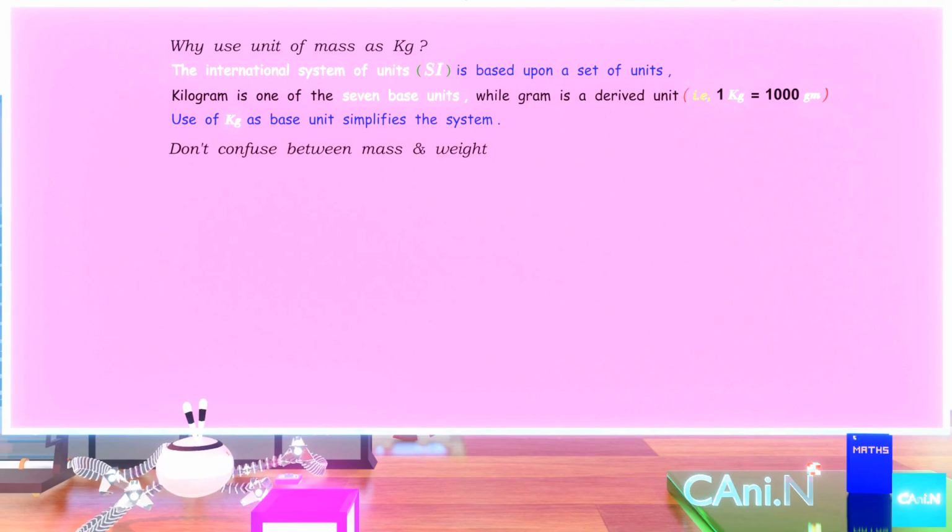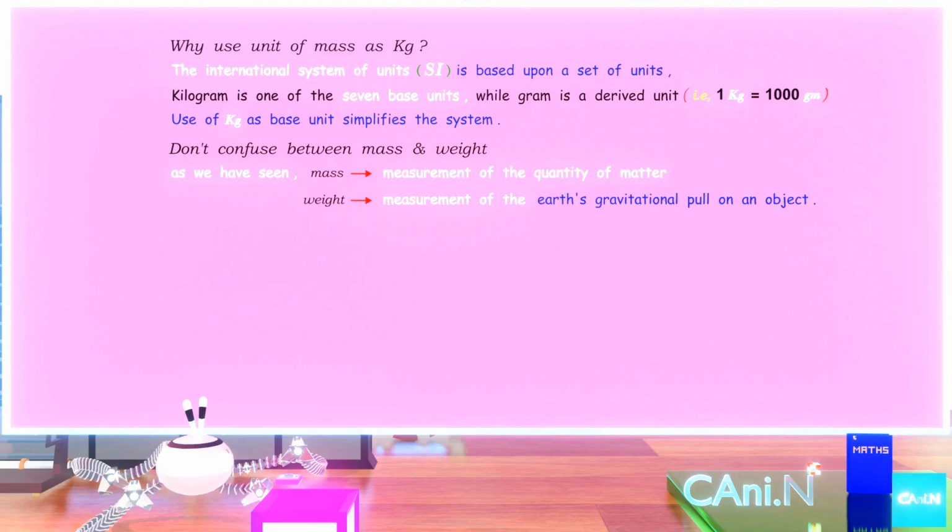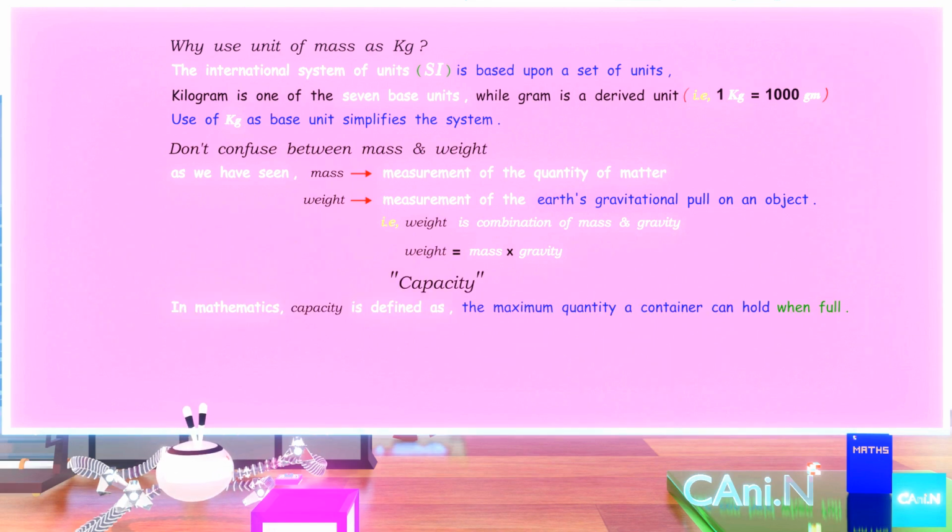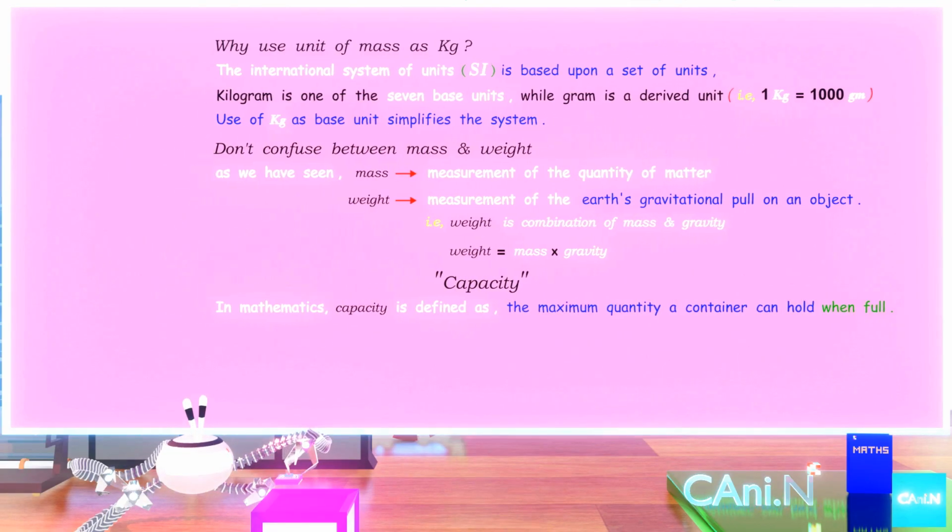Now, don't confuse mass and weight. As we have seen, mass is the measurement of the quantity of matter, and weight is the measurement of the Earth's gravitational pull on an object. That is, weight is a combination of mass and gravity. Weight equals mass into gravity. Next is the word capacity. In mathematics, capacity is defined as the maximum quantity a container can hold when full. So, now that we have cleared the overview of the terms that we have come across here, let us continue with our topic at hand.